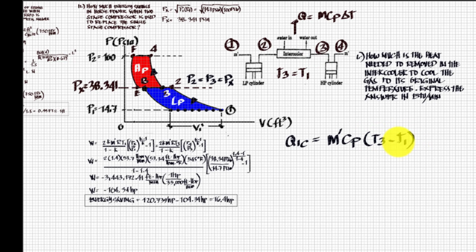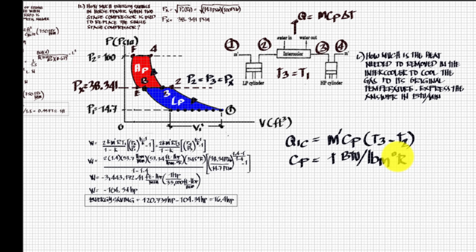For the mass flow rate of the air, that is already given, that is 53.7. Sorry, this is T2. T3 minus T2, so we have the change in temperature from T3 to T2. For the specific heat, I mean of water, that is equal to 1 BTU per pound mass degree Rankine.